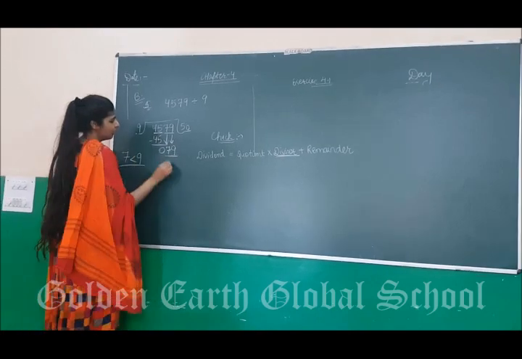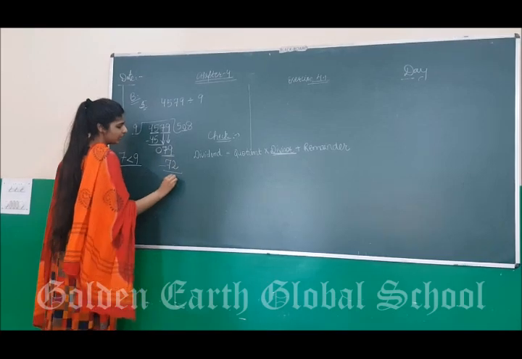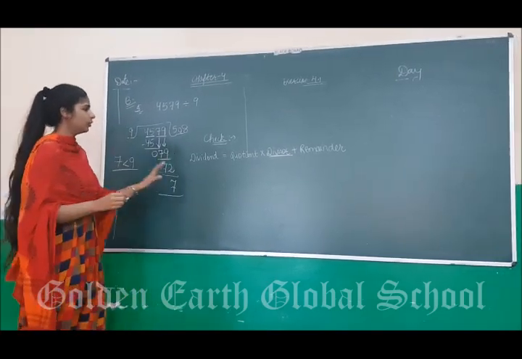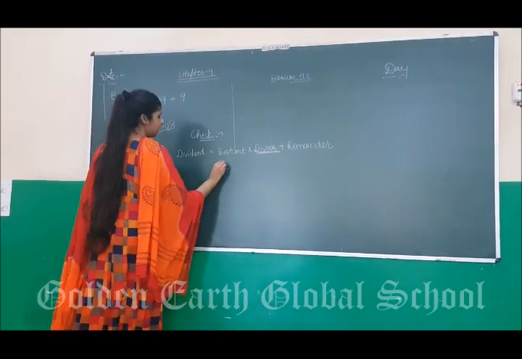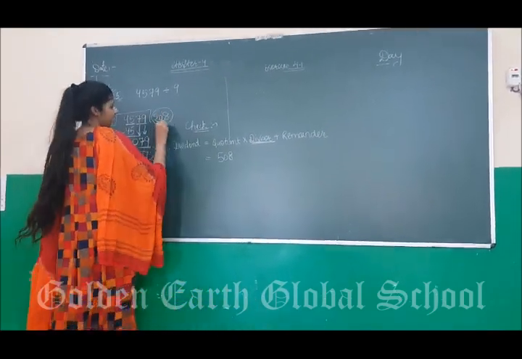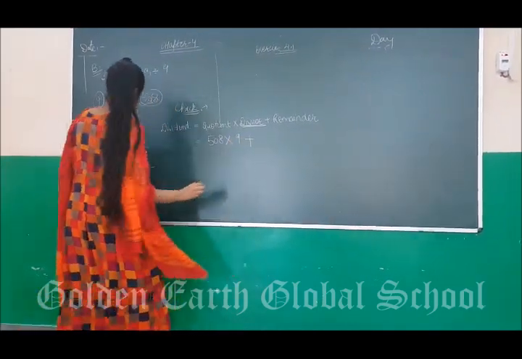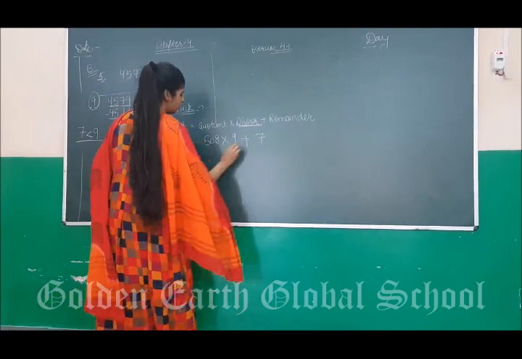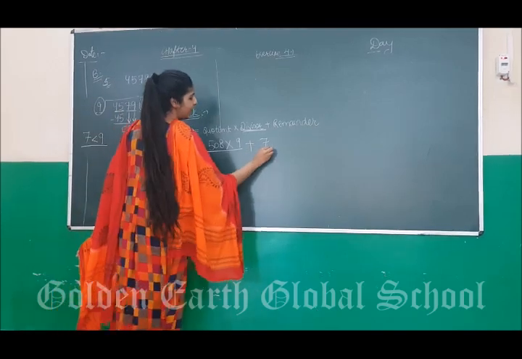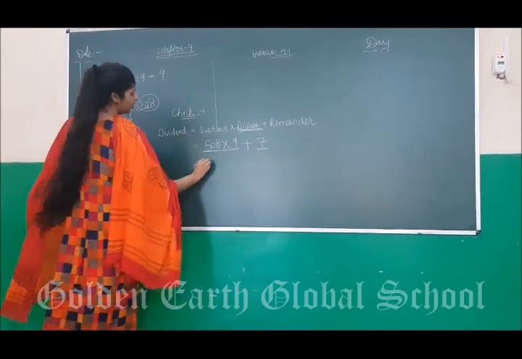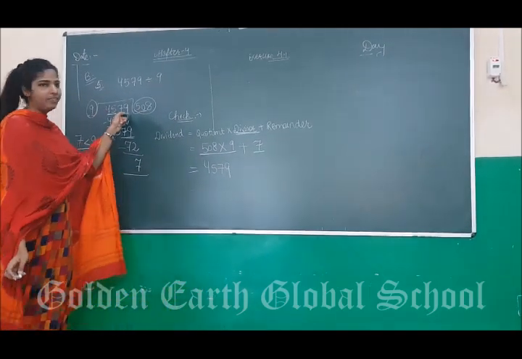Now 9 के टेबल पे 72 on 8. 9 minus 2 is 7. Now to check, what do we have to do? Quotient multiply divisor. What is the quotient here? 508. What is the divisor here? 9. Plus what is the remainder? 7. First of all you have to multiply 508 with 9, then add 7 to it. What did you get? 4579. This is your dividend. Clear?